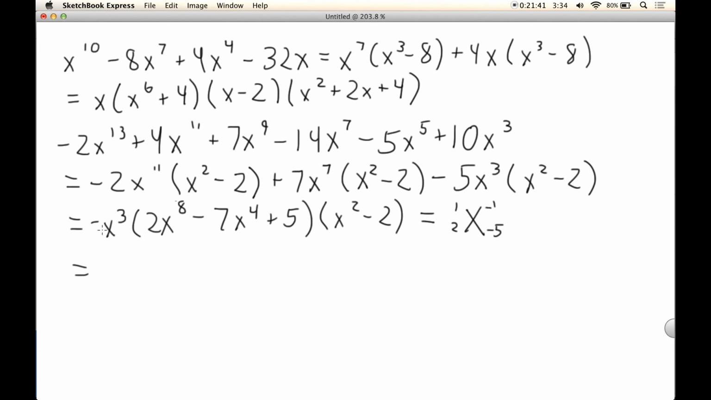So we still have this negative x cubed on the outside. And now remember that the exponent is reduced by half when we put it in the factored form. So we're going to have x to the 4th plus or minus constants. So we're going to have 1x to the 4th minus a 1, times 2x to the 4th minus a 5. And don't forget that we also have this x squared minus 2 floating out here.